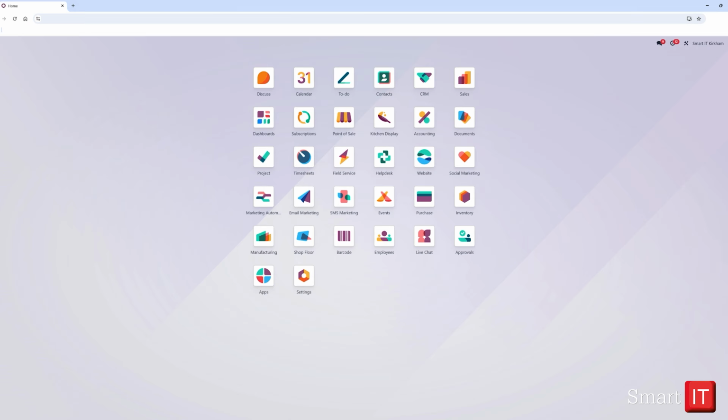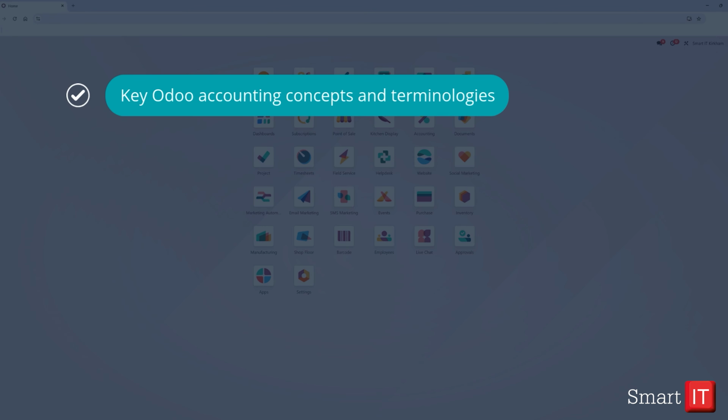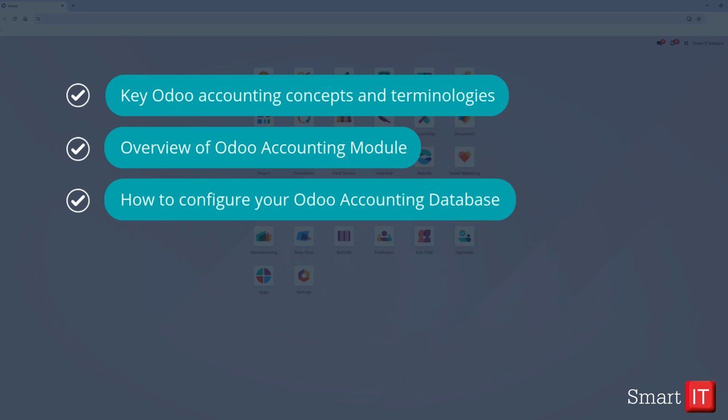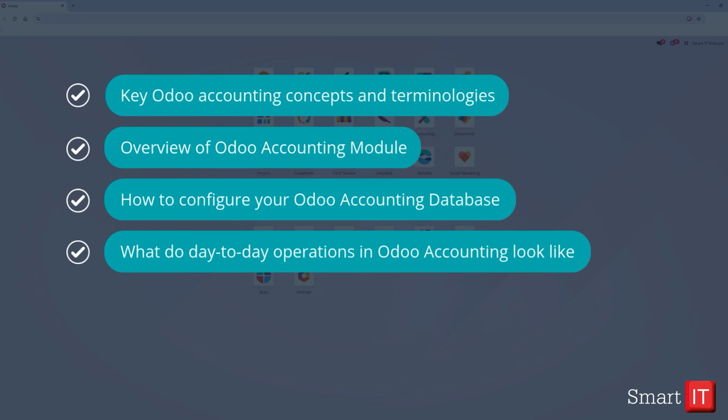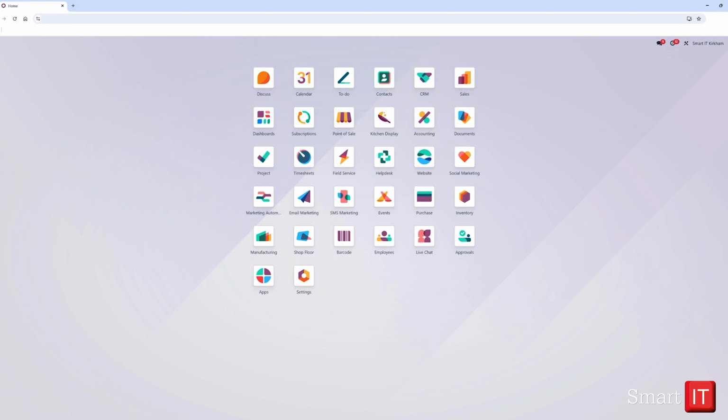In this course we will be looking at the accounting application and how Odoo helps businesses improve their decision-making by giving them access to real-time financial data at the tip of their fingers. During this course we will learn key Odoo accounting concepts and terminologies, an overview of the Odoo Accounting module, how to configure your Odoo Accounting database as a database administrator, what day-to-day operations in Odoo Accounting look like, and other advanced functionalities.